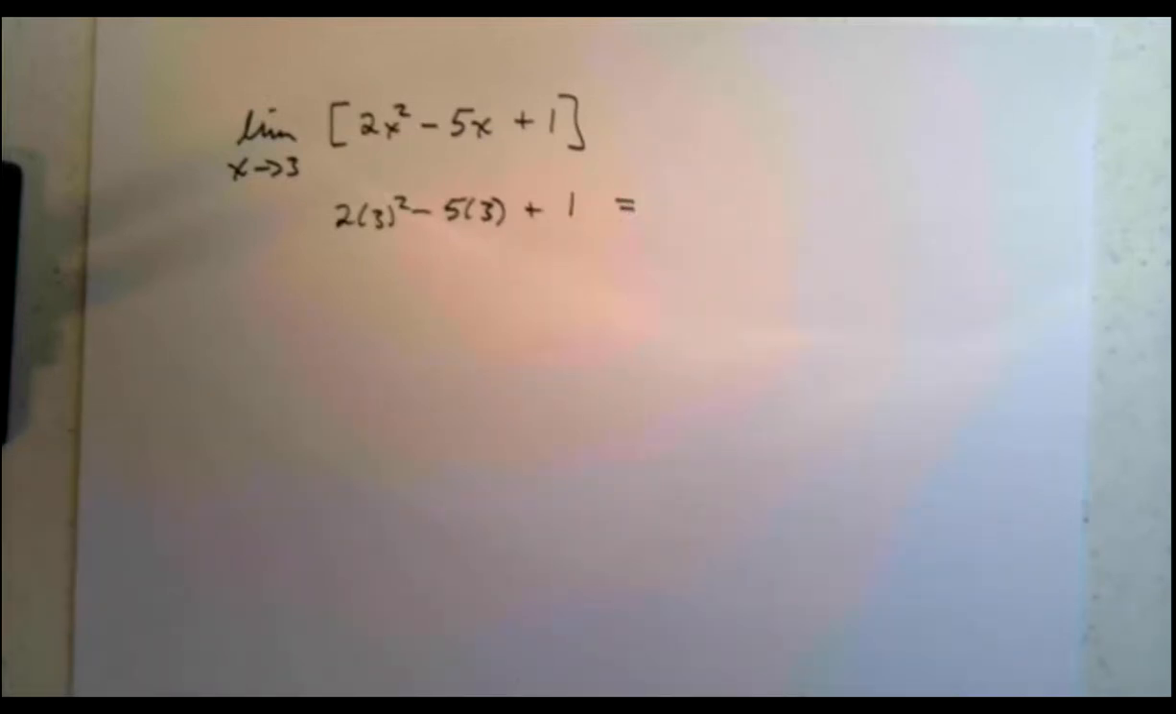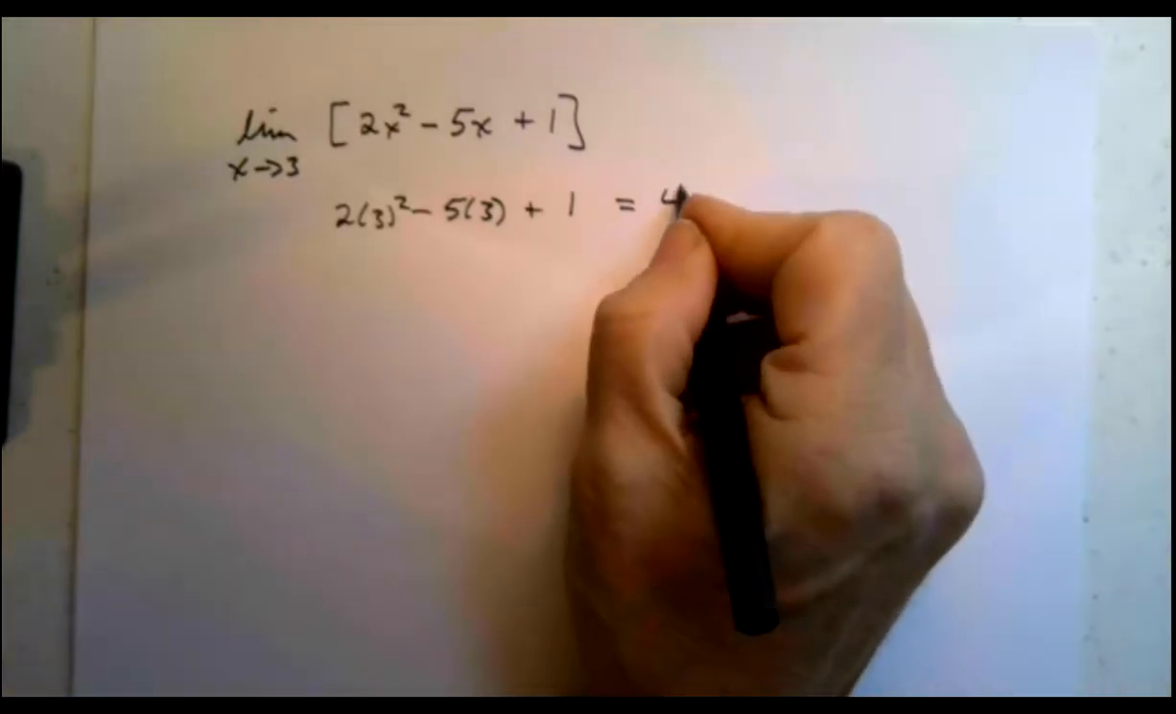So what do we get? We get 2 times 3 squared minus 5 times 3 plus 1, and the result is 4.